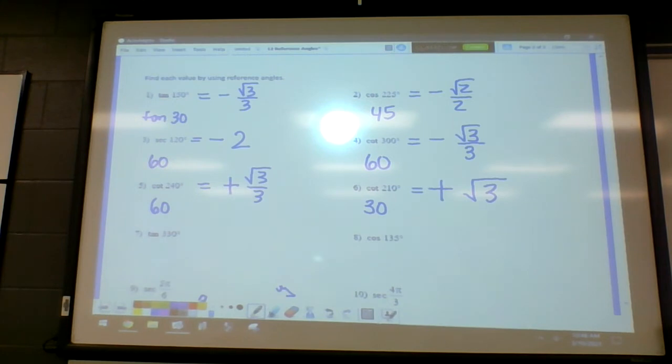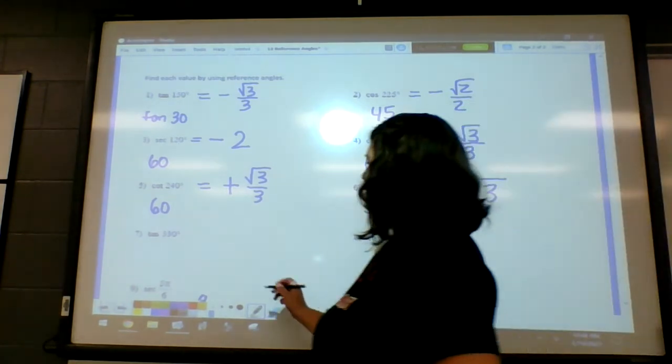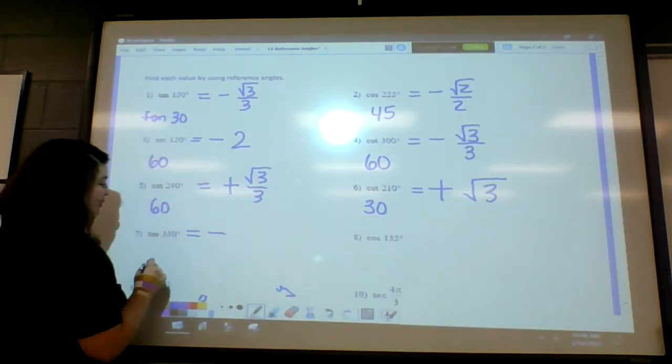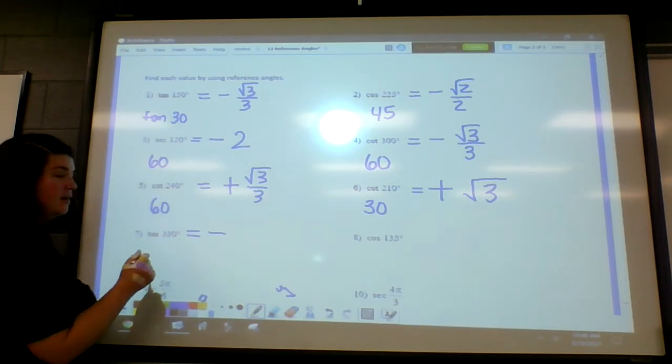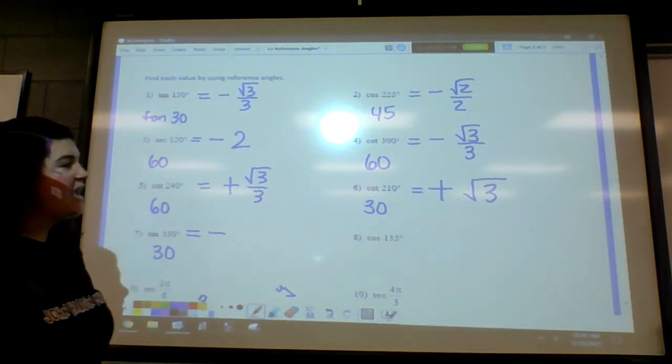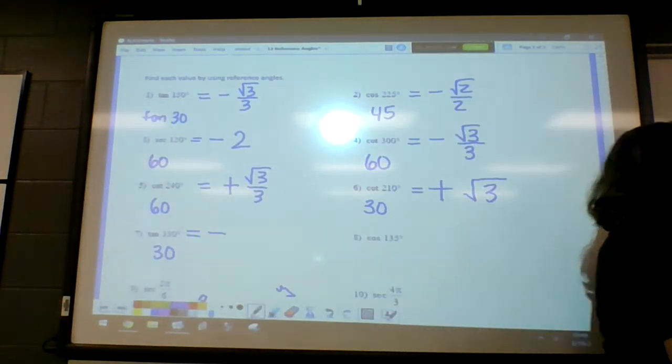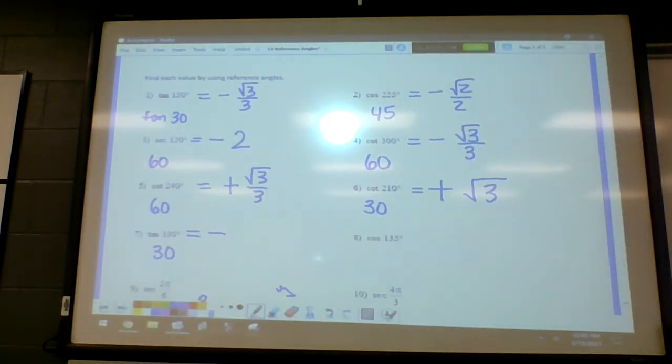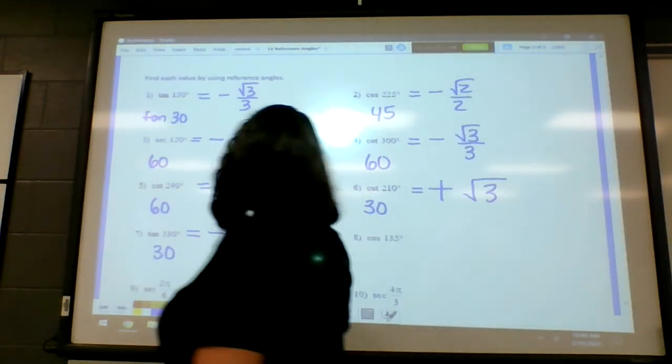All right. Tangent of 330. Where's 330? The fourth quadrant, tangent positive or negative? It is negative. And what angle are we going to reference for 330? 30, because we're trying to get to 360, right? 30 more. So the tangent of 30 is sine over cosine, so the square root of 3 is in the middle there, so it'll be square root of 3 over 3.